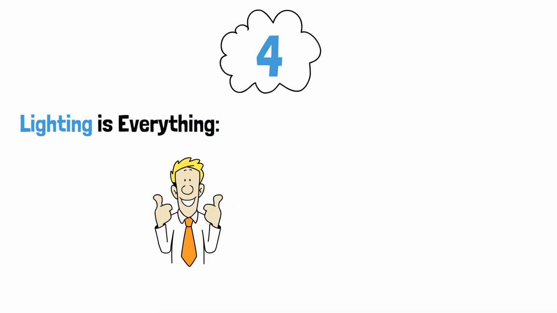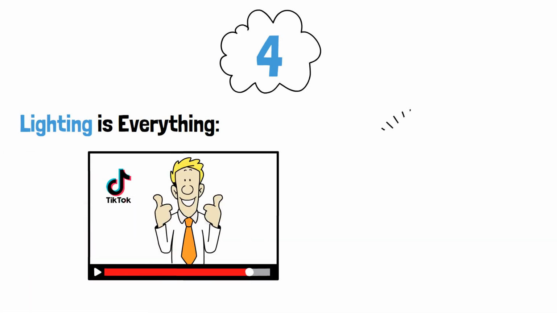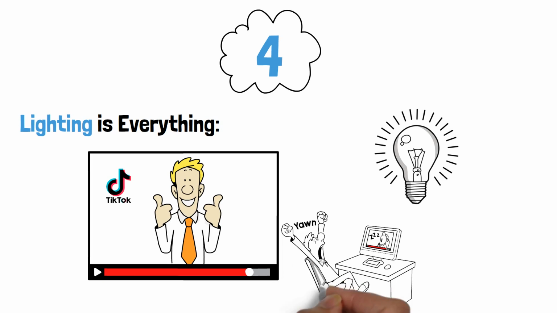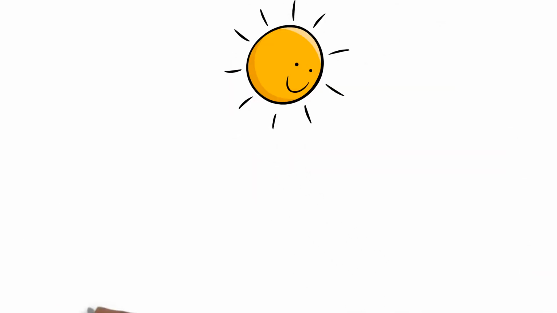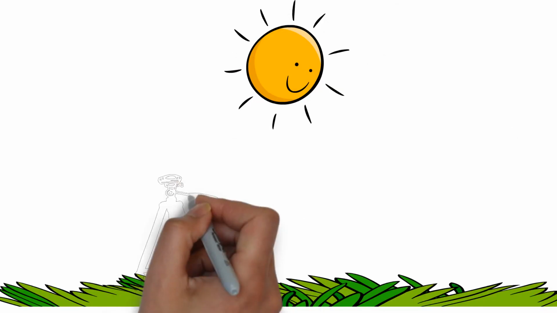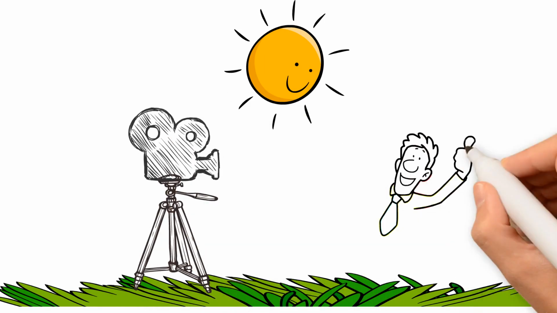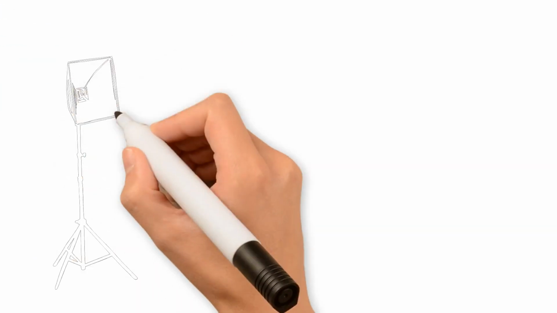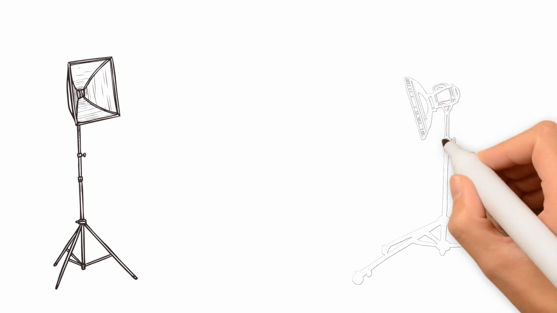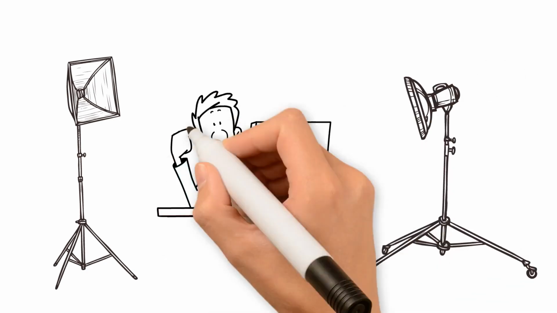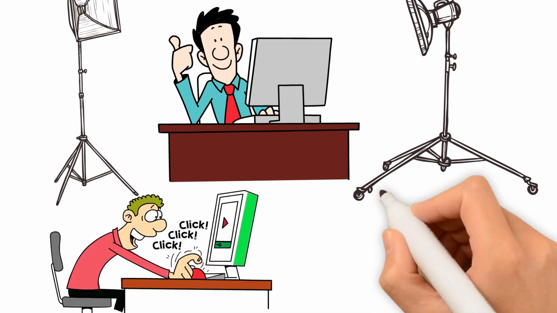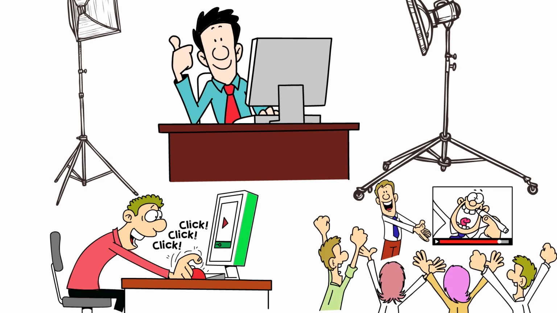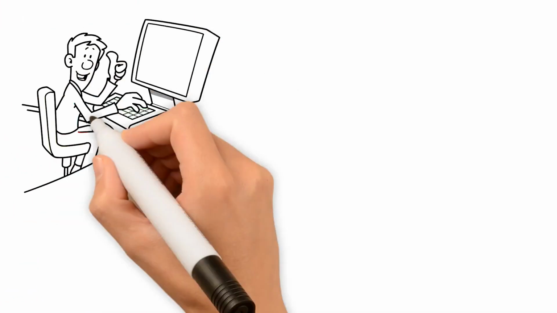Number 4. Lighting is everything. When it comes to creating great TikTok videos, lighting is everything. Good lighting can make a huge difference in the quality of your videos, making them look more professional and polished. Natural light is the best option, so try to film near a window or outside during the day. This will make you look your best on camera. If you're filming indoors, make sure to use soft lighting like a ring light or softbox to avoid harsh shadows on your face. The right lighting can also help set the mood for your video, creating a more engaging and immersive experience for your viewers.